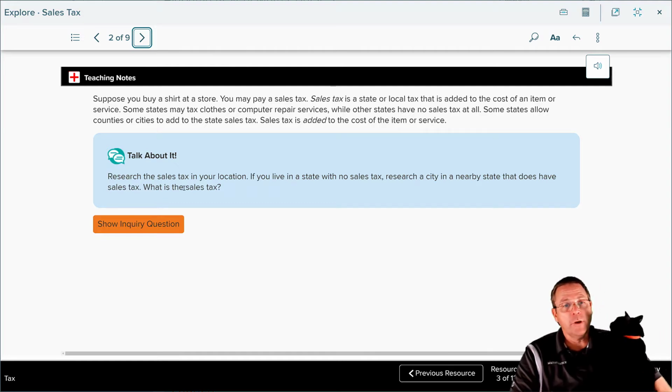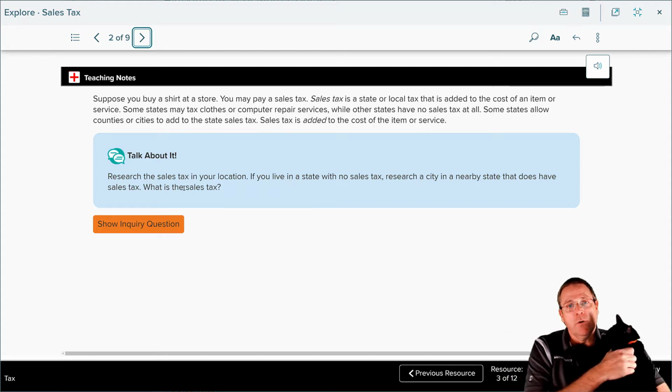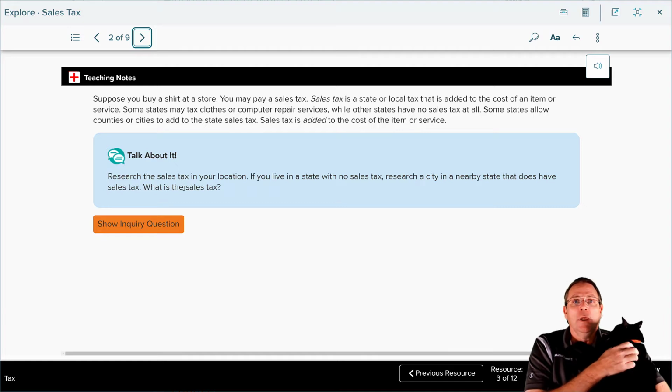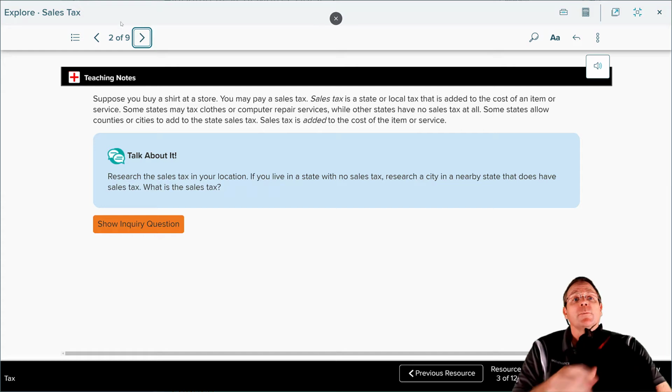Now, we're not going to research sales tax in our location, but I'll tell you, it's about 10%, give or take, depending on what city you're going to in the area. You can figure that for every dollar you spend, you're going to pay an extra dime to the government just for the privilege of buying something.